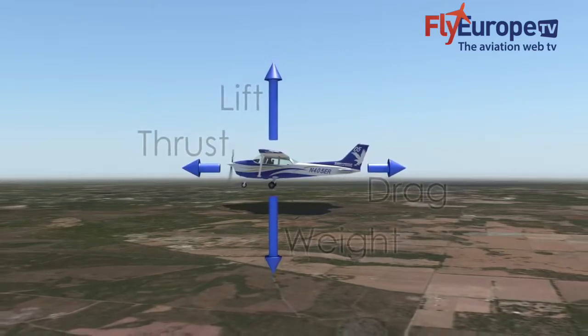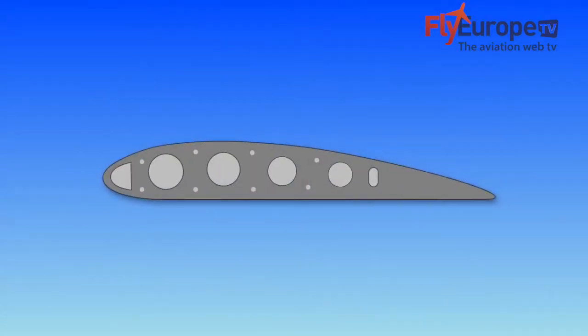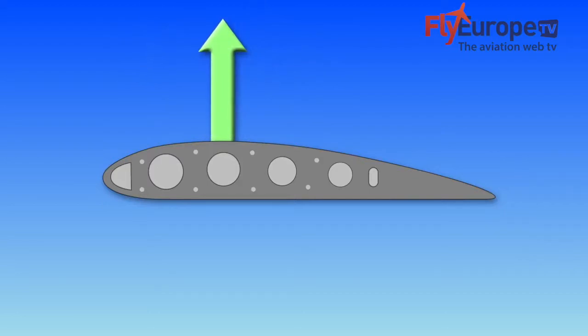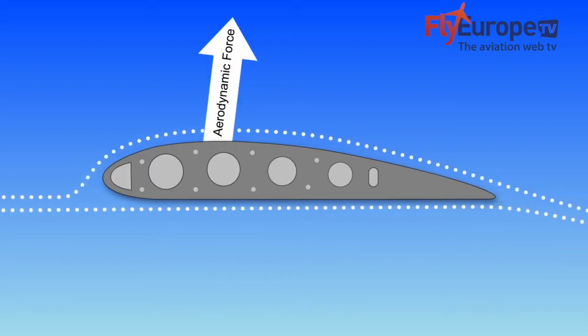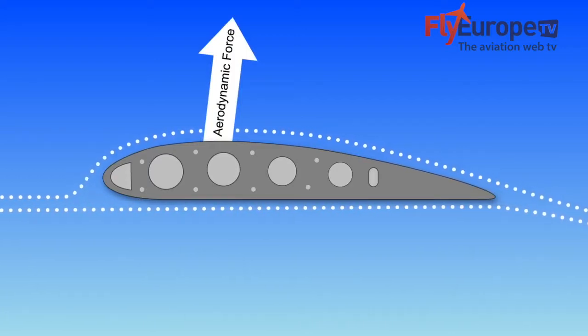Let's look at these four forces in a little more detail. The key to an aircraft being able to fly is lift. Looking at a cross-section of a wing, we can better understand how the lift gets generated. A wing is a type of airfoil. Airfoils, in general, are just any surface that generates an aerodynamic force as a fluid, in our case, air, moves around it.